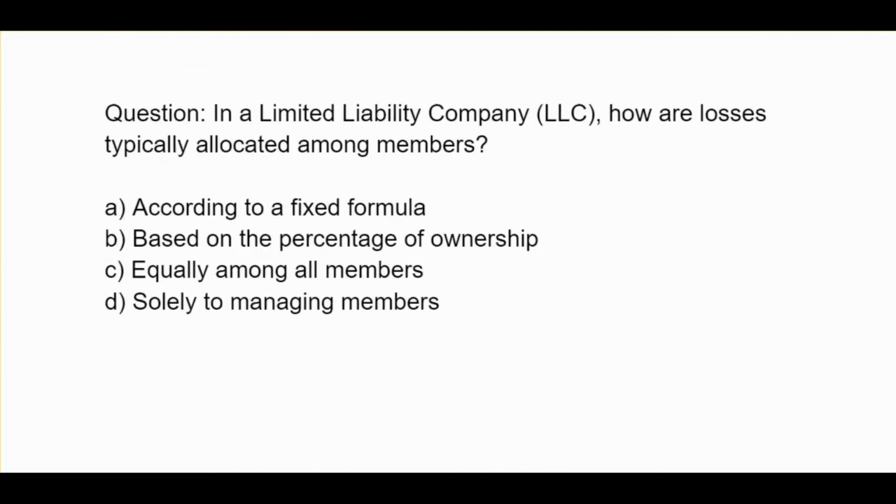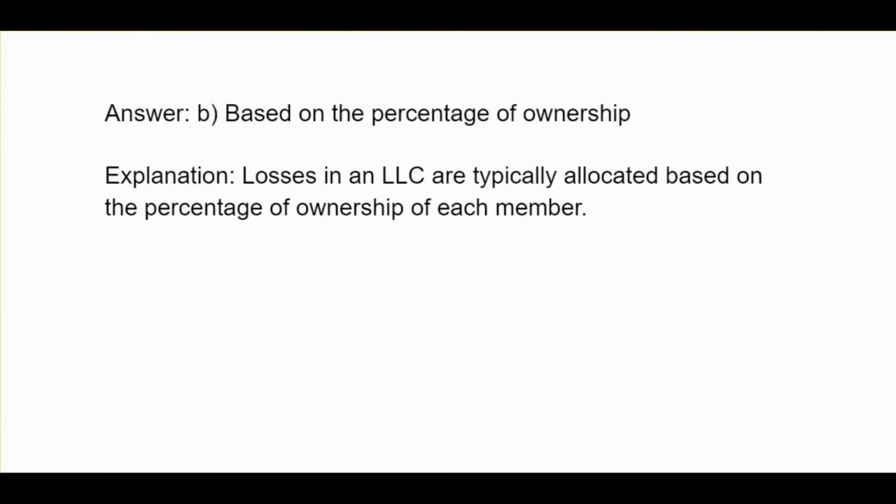In a limited liability company, how are losses typically allocated among members? A, according to a fixed formula. B, based on the percentage of ownership. C, equally among all members. D, solely to managing members. B, based on the percentage of ownership. Losses in an LLC are typically allocated based on the percentage of ownership of each member.